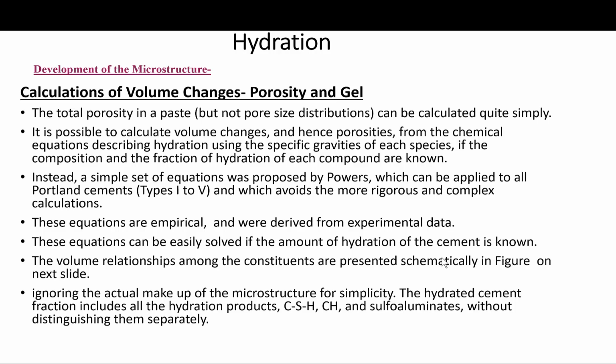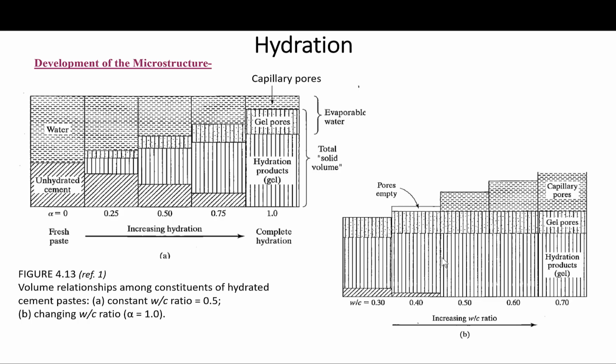So basically, by ignoring the actual makeup of the microstructure for simplicity, the hydrated cement fraction includes all the hydration products, the calcium silicate hydrate, calcium hydroxide, and the sulfoaluminates, without distinguishing them separately, so you have to keep this assumption in mind. This is the figure I just mentioned here. This is just a schematic to represent the concept.